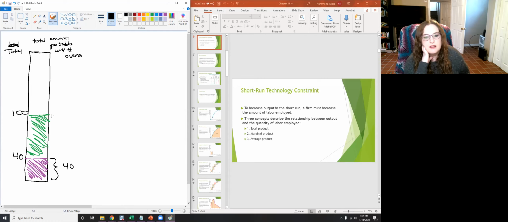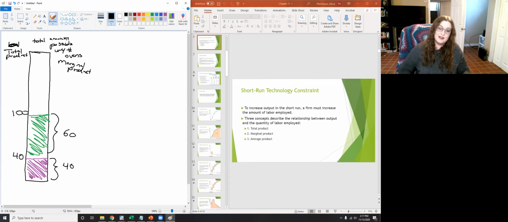Well, that means that, let's call this one marginal product. So we have total product and marginal product. The marginal product from the second worker is 60 cookies. It's the additional 60 cookies I can make because I hired a second person.